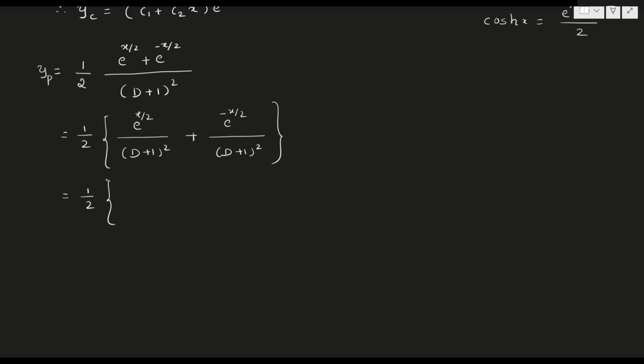Now for the first expression, what is a? A is 1 by 2. So e raised to x by 2 divided by (1 by 2 plus 1) whole square. Plus, for the second expression, what is a? We have minus x by 2, so a is minus 1 by 2. So it is e raised to minus x by 2 divided by (minus 1 by 2 plus 1) whole square.